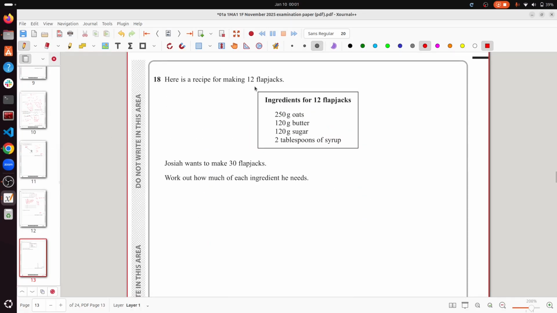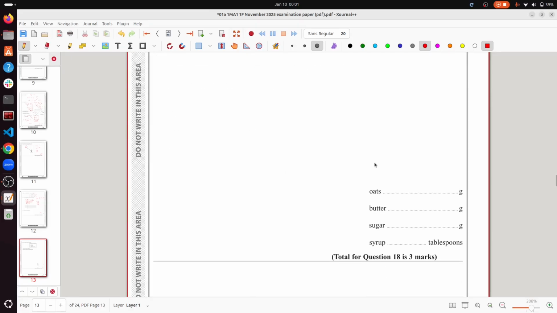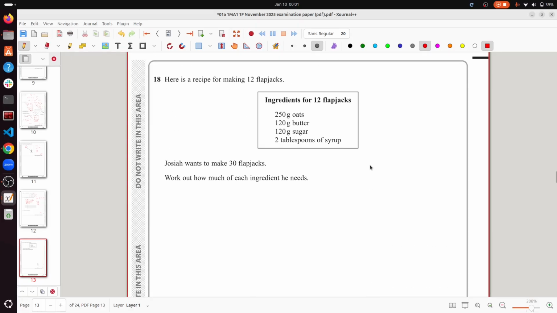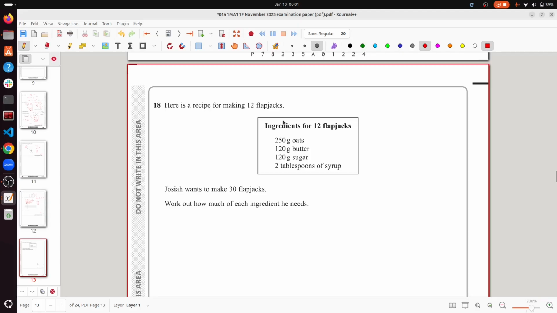We look at number 18. Here is a recipe for making 12 flapjacks. This is a question that comes out a lot. So mastering this kind of question is really important because you're going to see it on every paper one, something about recipe, something about proportion. So it's a good question to master. So a good mindset is now to, if you feel that you always get this wrong, to always master them, to practice them. So here is a recipe for making 12 flapjacks.